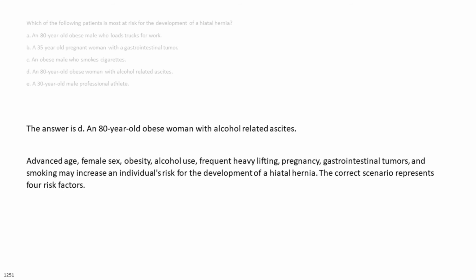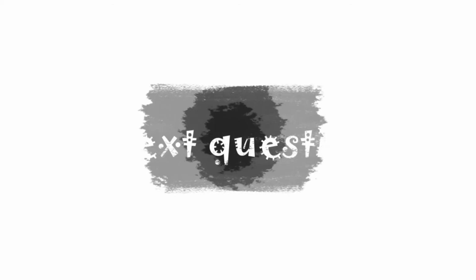The answer is D. An 80-year-old obese woman with alcohol-related ascites. Advanced age, female sex, obesity, alcohol abuse, frequent heavy lifting, pregnancy, gastrointestinal tumors, and smoking may increase an individual's risk for the development of a hiatal hernia. The correct scenario represents 4 risk factors.